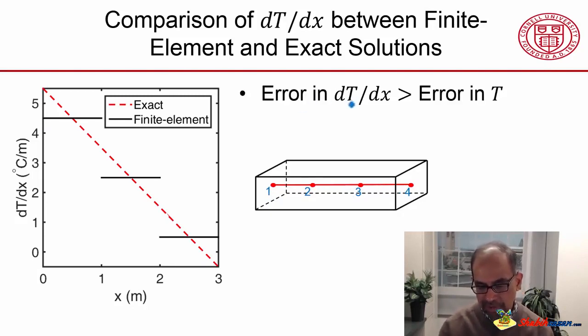And it turns out that the error in the derivative is greater than the error in the temperature itself. To see that, if I look at the error at a location like that, the finite element solution says that the dT/dx is that value here, whereas the exact solution says it's that value, and that difference is an error. And then at the nodes, the derivative is discontinuous, which is a problem, but we can live with that problem.